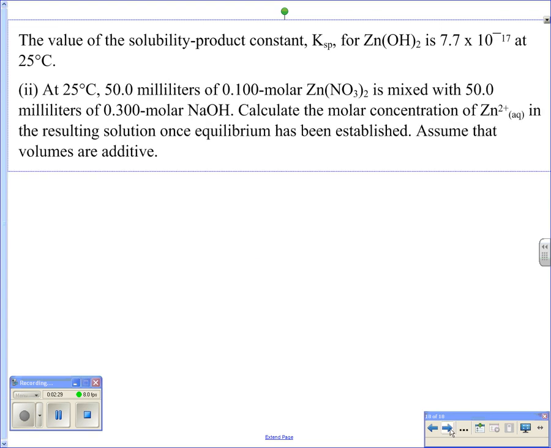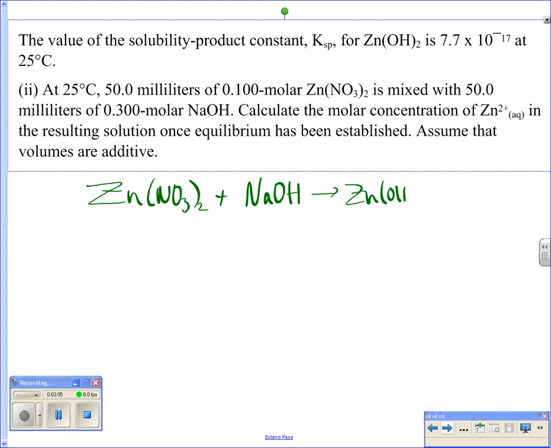Now, the second question from this problem is that it wants you to start with a reaction, and you're going to form a precipitate, but you need to know how much. This is really a great problem because it starts off as a limiting reactant problem. So what I'm going to do is write the reaction. I'm going to have zinc nitrate plus some sodium hydroxide. And if I double replace this, I end up with some zinc hydroxide and some sodium nitrate.